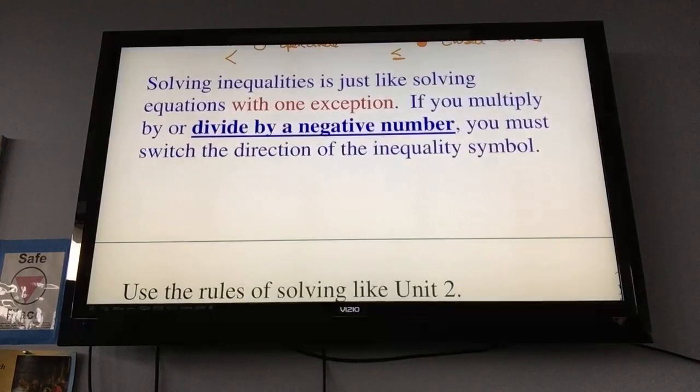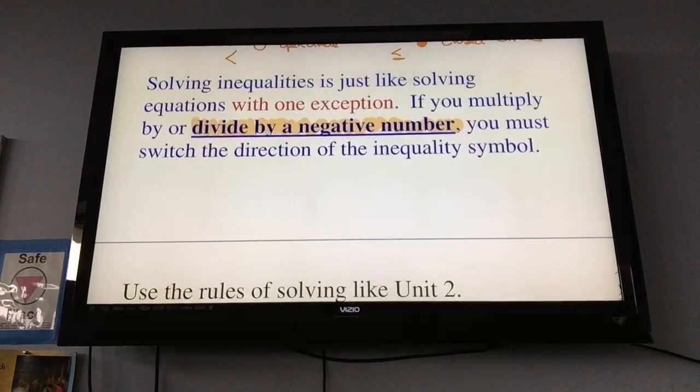Okay, solving inequalities is just like solving equations with one exception. If you multiply by or divide by a negative number, you have to switch the direction of the inequality symbol. Now notice that I have this part underlined. I have it bolded because that's the one you're gonna do. When you divide by a negative. It is when you multiply, but that hardly ever happens. So we're focusing on this part where it says, when I divide by a negative.